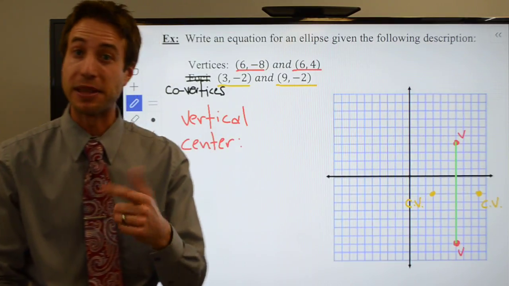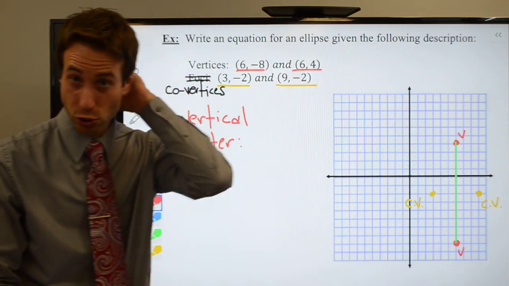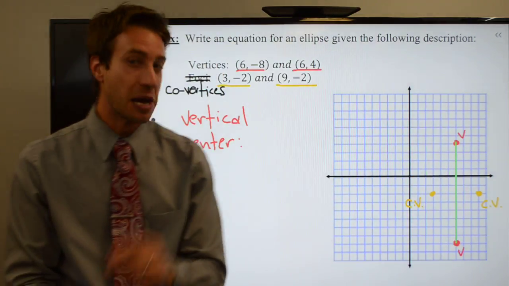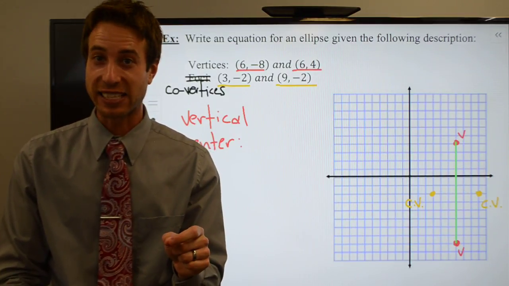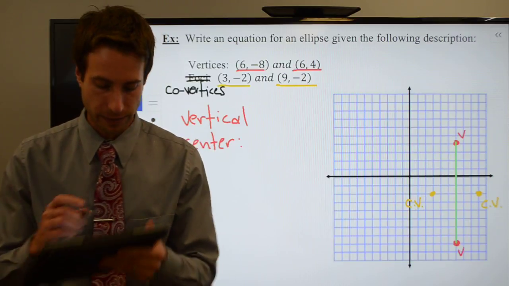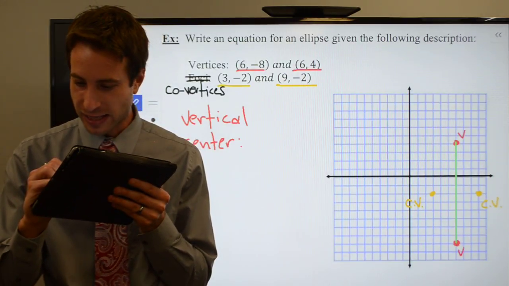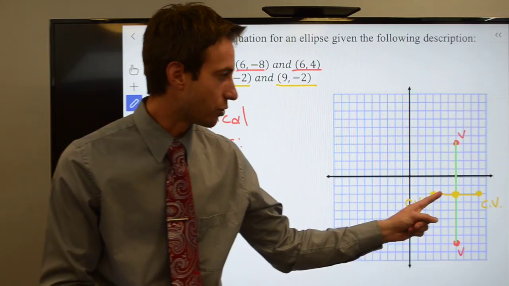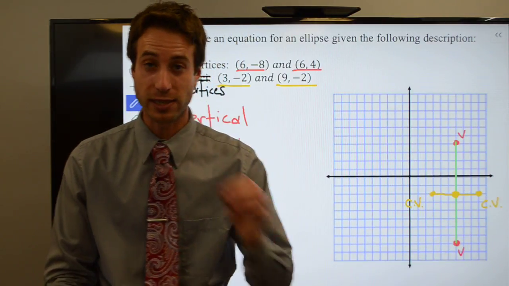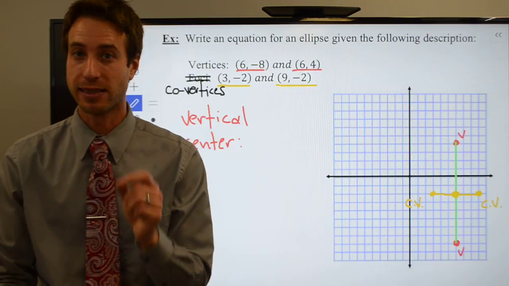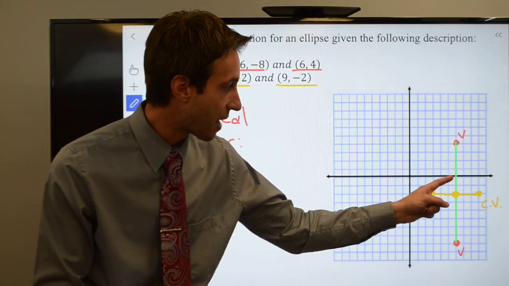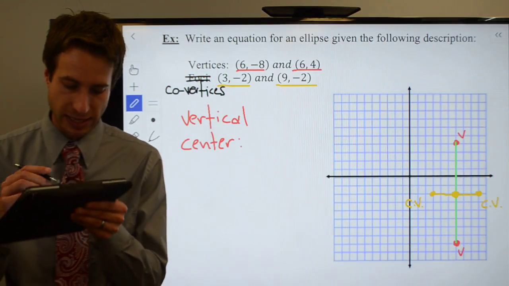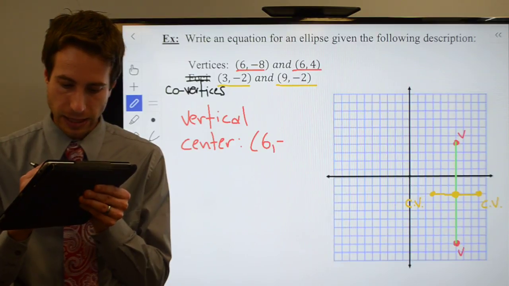Well, the center is going to be the midpoint between those two vertices, right? But actually, it's even easier than that. The major axis and the minor axis intersect at what point? Well, the major and the minor axis intersect at the center, right? So all you have to do is draw that minor axis in there, and the point where they cross, they'll cross perpendicularly at the center of the ellipse. So just find that point. 1, 2, 3, 4, 5, 6, negative 2. So my center is (6, negative 2).